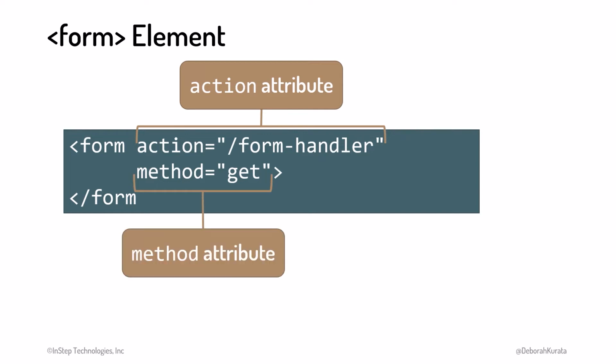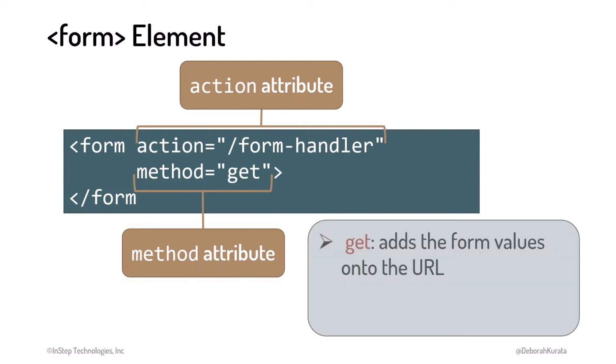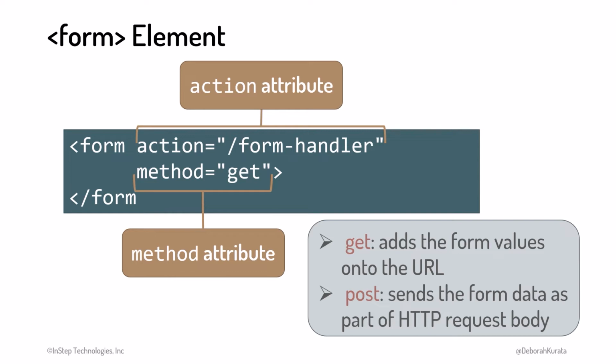The method attribute defines how that data is sent. The two most popular options are get, which appends the form values onto the URL, and post, which sends the form data as part of the HTTP request body. If those two options are a little murky, that's okay. We'll see the difference between get and post in the upcoming demo. In most cases, the backend developer will provide this setting as well.